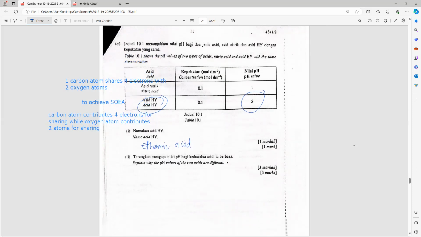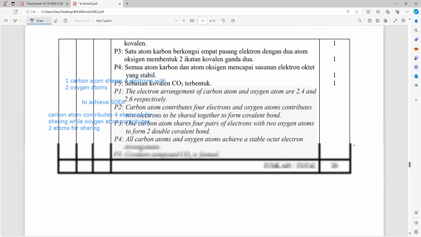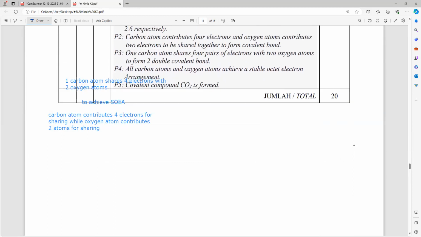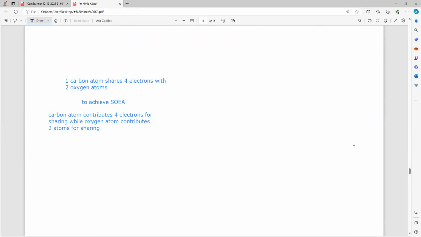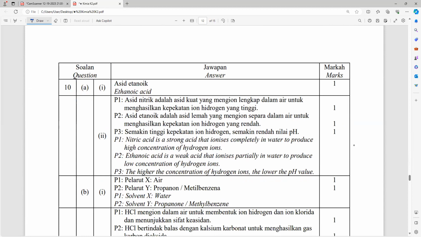Now, when they ask you why the pH value is different, you listen to teacher's answer, but I think the marking scheme also should have it. Simadev, I'm so sorry, you have to take out your answers. If not, it will follow us wherever it goes. Okay, so you look at how it answers. It's a very simple answer. Nitric acid is a strong acid, ionizes completely in water to produce a high concentration of hydrogen ions, 1 mark. Ethanoic acid, weak acid, ionizes partially in water to give a low concentration of hydrogen ions, 2nd mark. The higher the concentration, the lower the pH value. This is my 3rd mark. Okay, so this is how you need to answer.